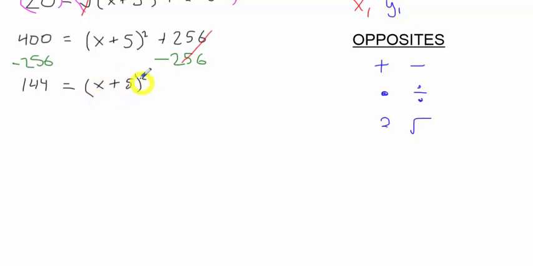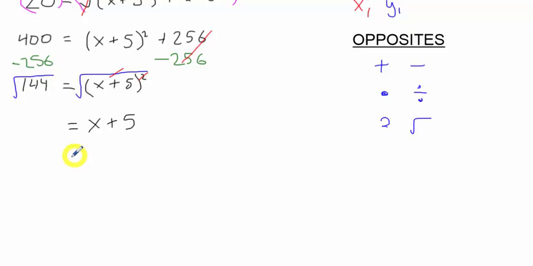So next, the furthest thing away from x is the squared, and the opposite of squared is square root. So we need to square root both sides. We're going to square root the right, and we're going to square root the left. The squared and square roots are opposites, so they cancel out, which leaves just the x plus 5 remaining. And on the other side, the square root of 144.